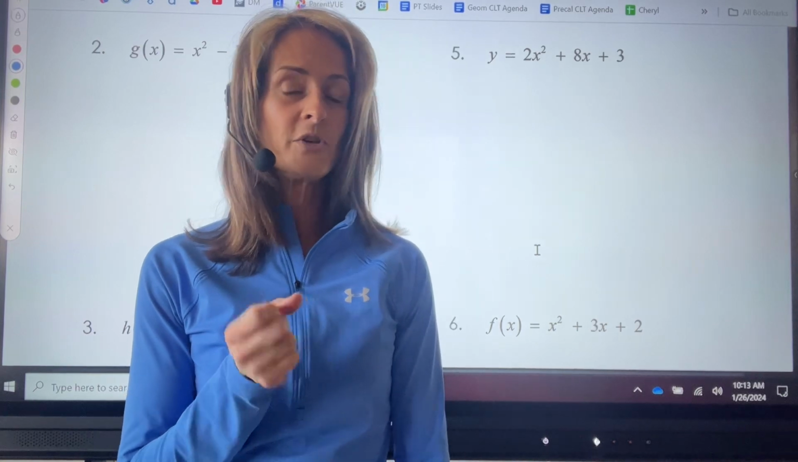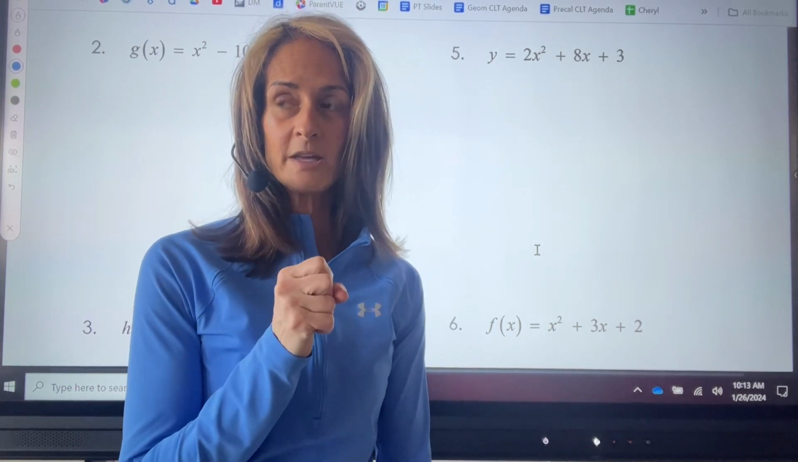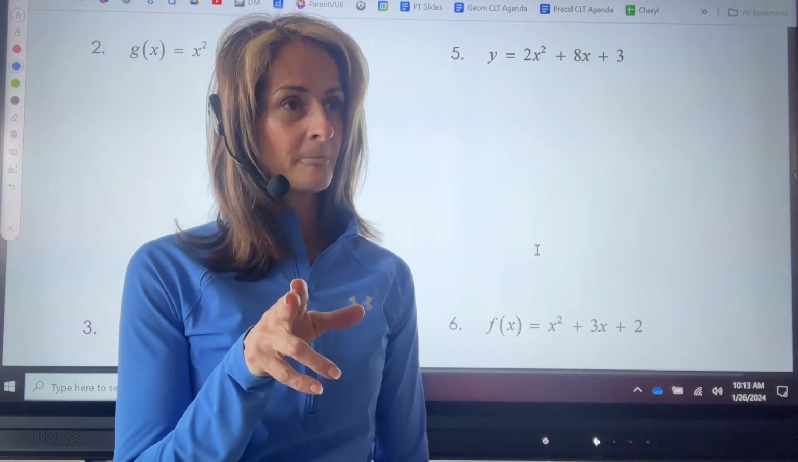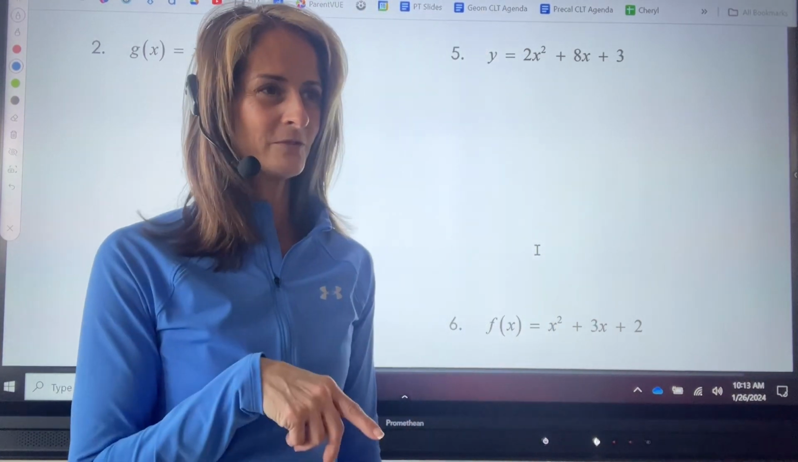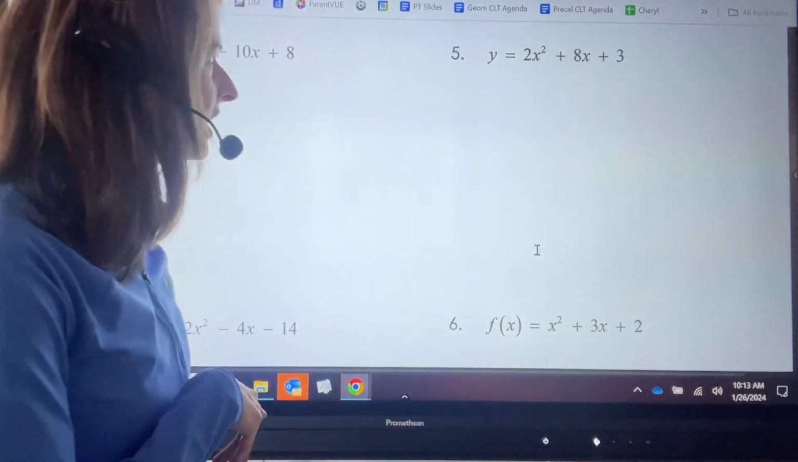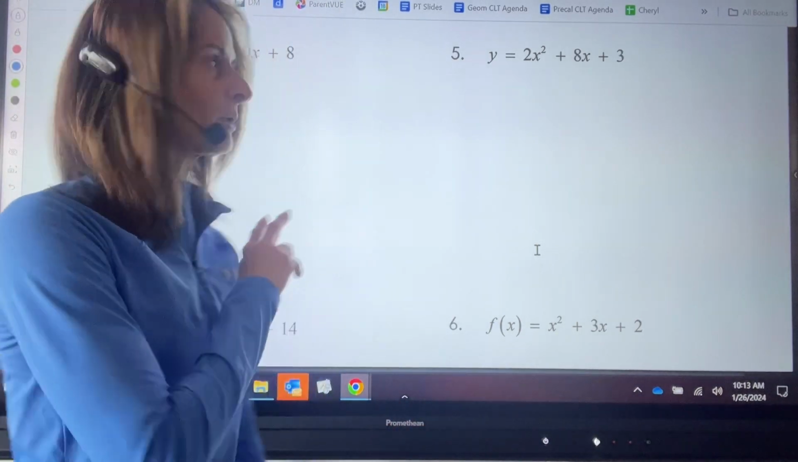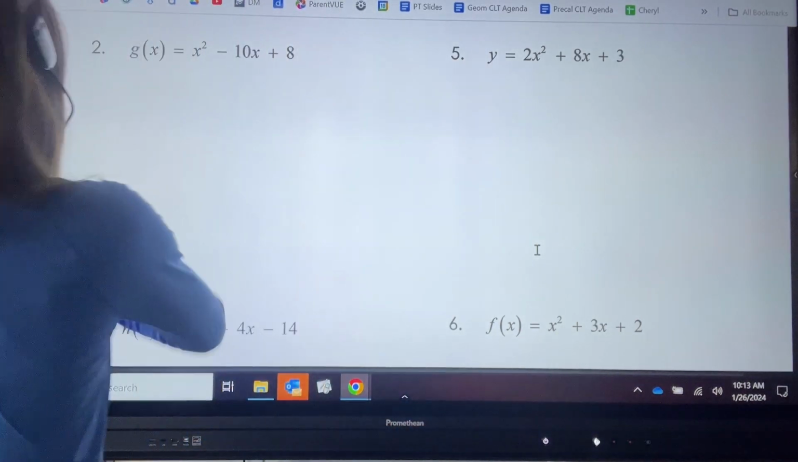We're gonna be reviewing how to complete the square in pre-calculus. If you're in Algebra 2 or Algebra 2 Trig, this would be really good for you because you're gonna need to do it, it's in your curriculum. All right, so we're gonna do problems 2 and 5. So let's go ahead and start with number 2.